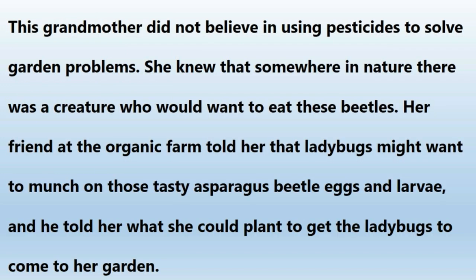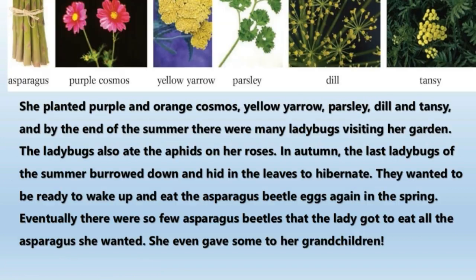This grandmother did not believe in using pesticides to solve garden problems. She knew that somewhere in nature there was a creature who would want to eat these beetles. Her friend at the organic farm told her that ladybugs might want to munch on those tasty asparagus beetle eggs and larvae. And he told her what she could plant to get the ladybugs to come to her garden.